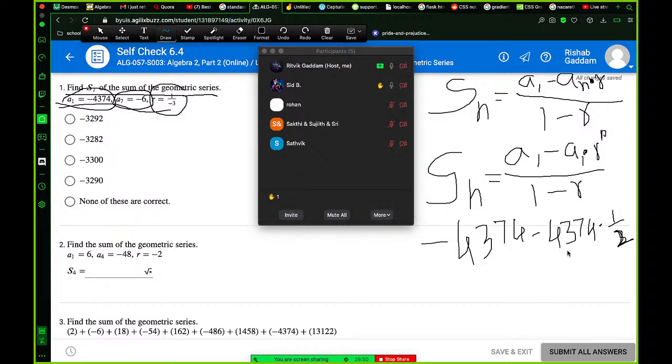So you have negative 4374 minus a half, and that's over 4 over 3. So what's 4374 divided by that divided by 2? I'm pretty sure there's just an easier way to do this. Do you know of it? Yeah. So can I annotate? Yeah, sure.